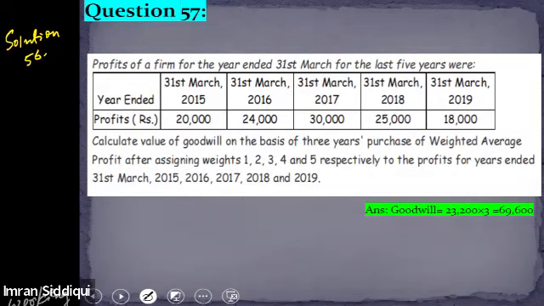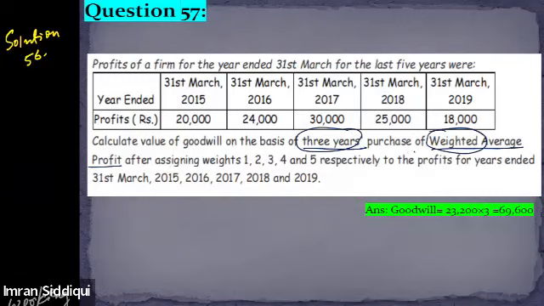Okay, so let's start with question number 57. Question 57 says that profit of a firm for the year ended 31st of March for the last 5 years were, for the year 2015, 20,000, then 16, 24,000, 17, 30,000, 25,000, and 18,000. Calculate the value of goodwill on the basis of 3 years' purchase of weighted average profit, not the average profit this time. It wants us to calculate the goodwill on the basis of the weighted average profit. Assigning weights. Weight is also given in the question.